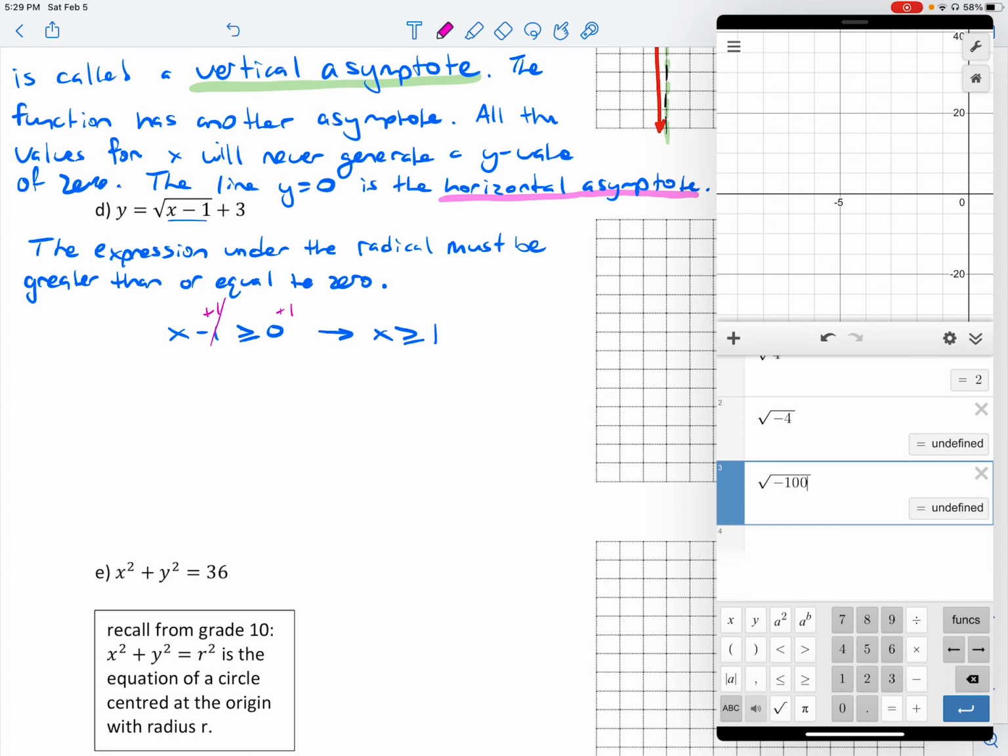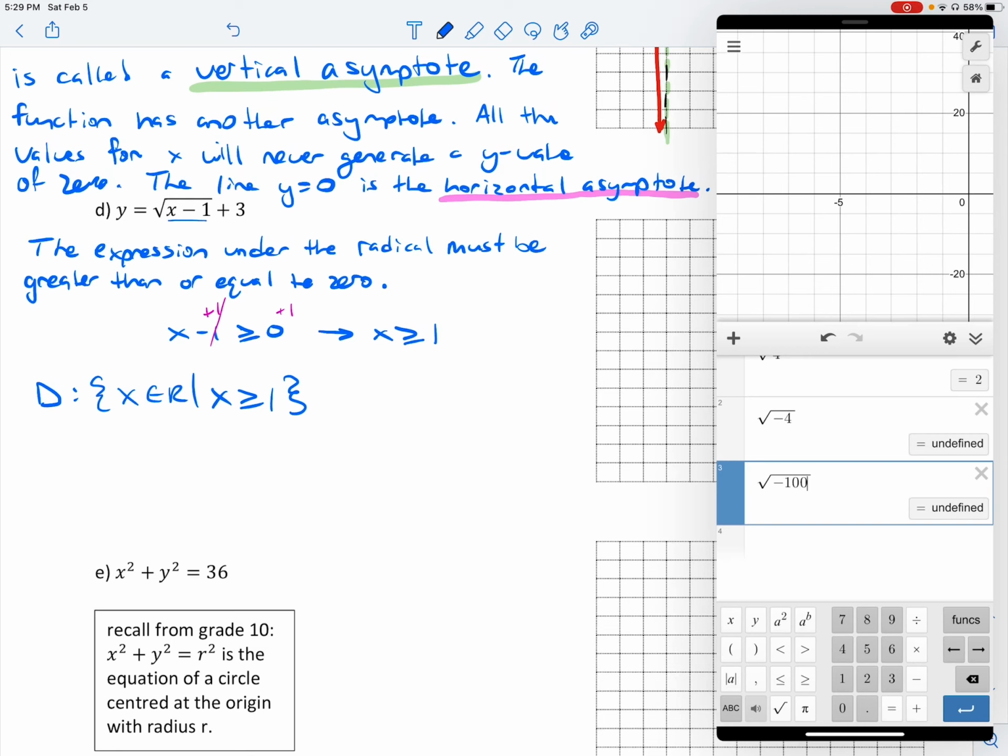So this actually tells me what I can write for my domain. My domain is going to be all the values that are greater than or equal to 1. So the domain, x is an element of the real numbers, and x just has to be greater than or equal to 1.